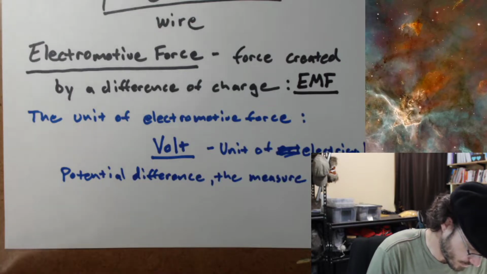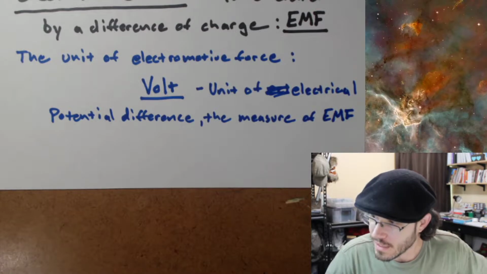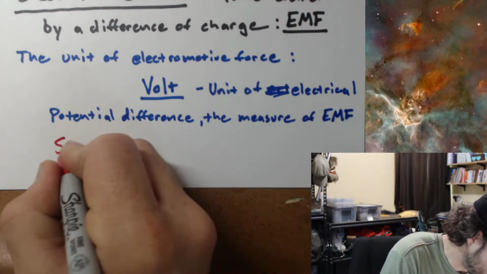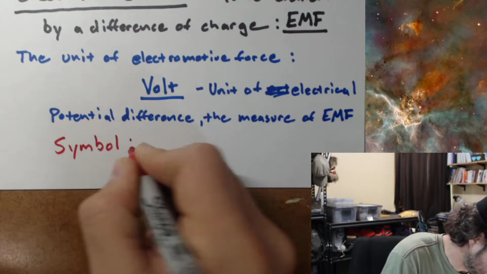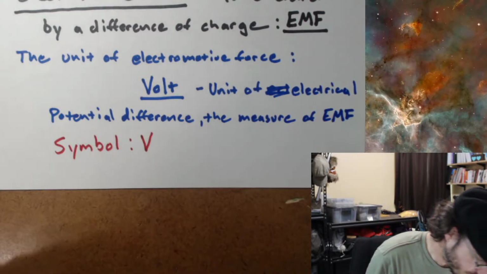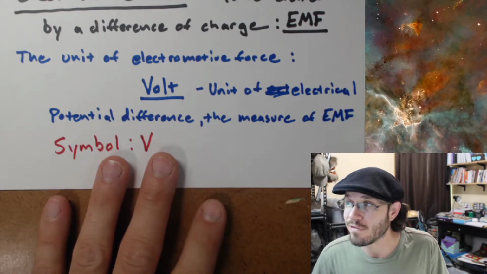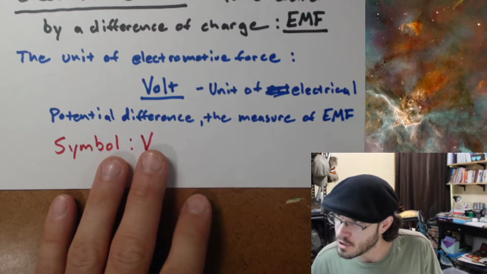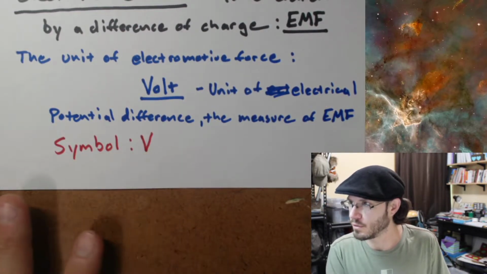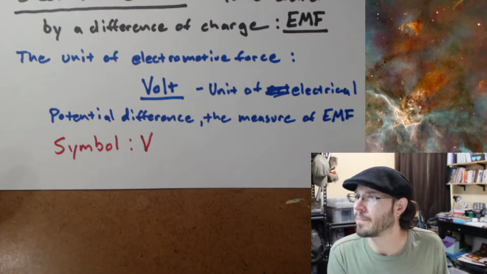And the symbol that we will use is V. Now you're going to see some textbooks that will use E for voltage. You will see some Europeans use E for voltage. You may see some physicists do use E for voltage. There's nothing wrong with any of those.